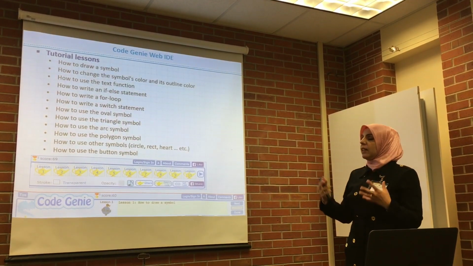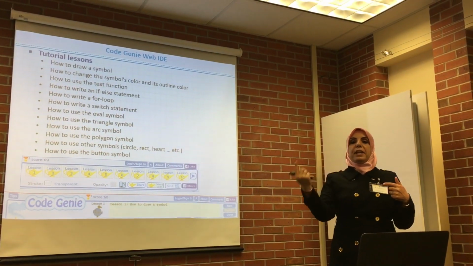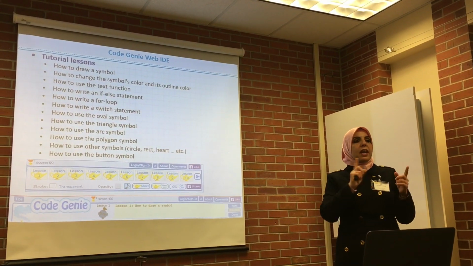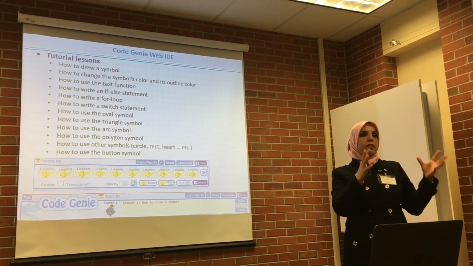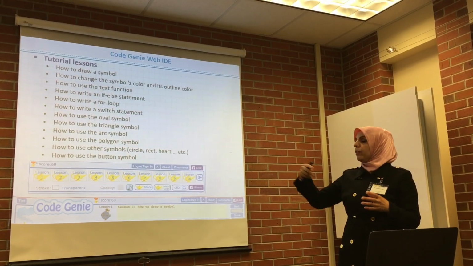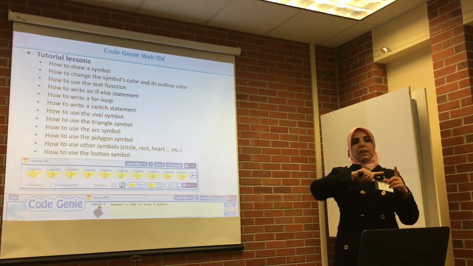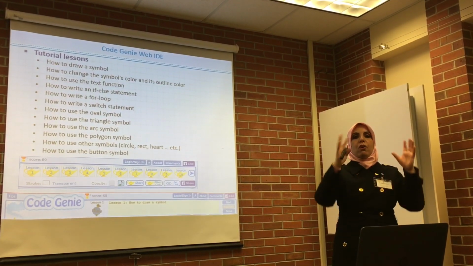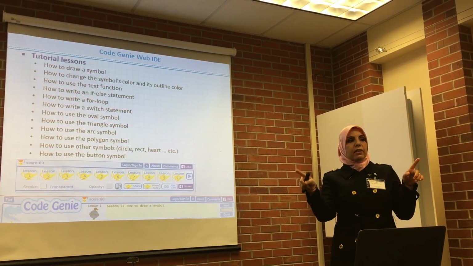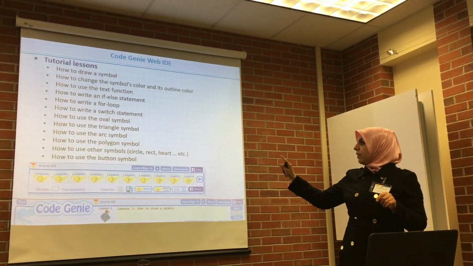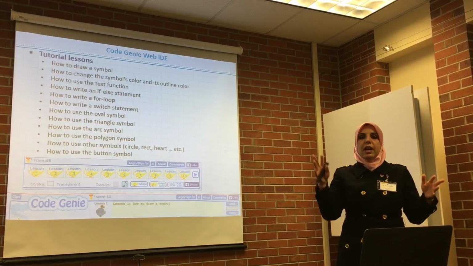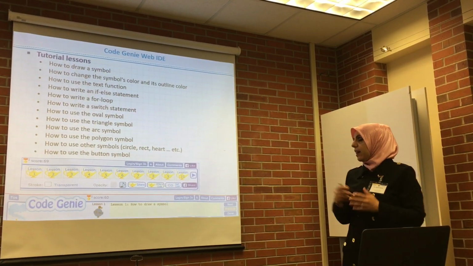Some symbols need more explanation, like the oval, triangle, arc, and polygon symbols. They have more than just the location and the size as parameters. For example, the oval has an angle, so it can be either an oval shape or a circle shape. The arc has a starting angle and an ending angle. And the polygon has different sizes: it can have 5 sides, 6 sides, or 8 sides.